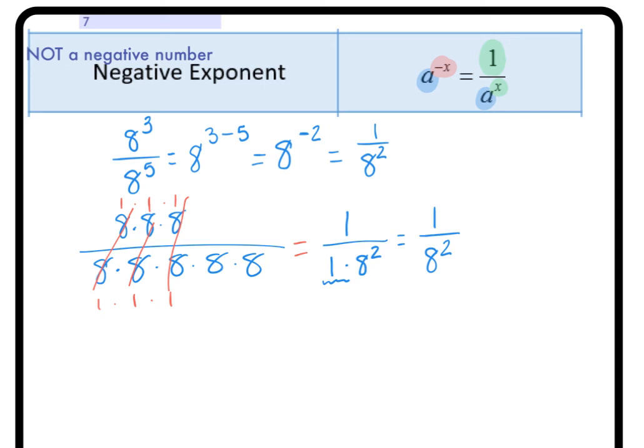So I could keep explaining it over and over again, but it does get a little bit more complicated than I would like it to, so I'm going to leave it at that. Just make sure that you know how to flip it.